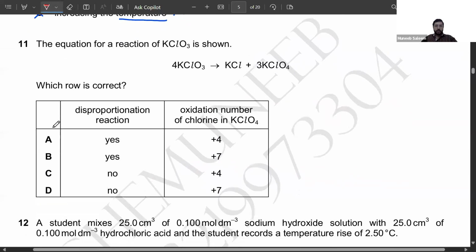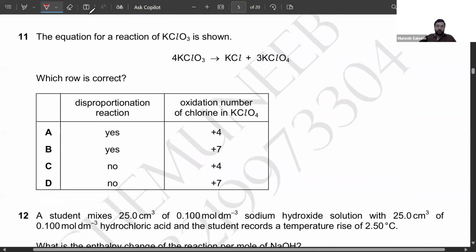Now question number 11. The equation for a reaction of KClO3 is shown. So here the reaction is a decomposition reaction in which KClO3 is decomposed into KCl and KClO4. And now we have to match the 2 columns with the actual information. It asks, is it a disproportionation reaction, and what's the oxidation number? So for this purpose, we have to find oxidation numbers of all the elements on both sides. So potassium is +1, oxygen has -2, so 3 times means it is -6, which means the oxidation number of chlorine should be +5. Okay, so it is calculated.